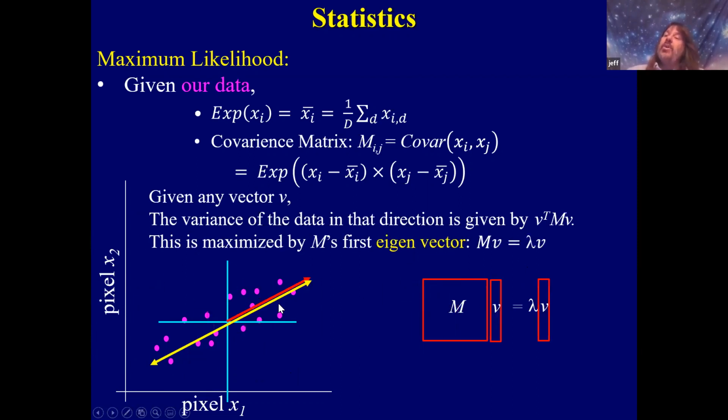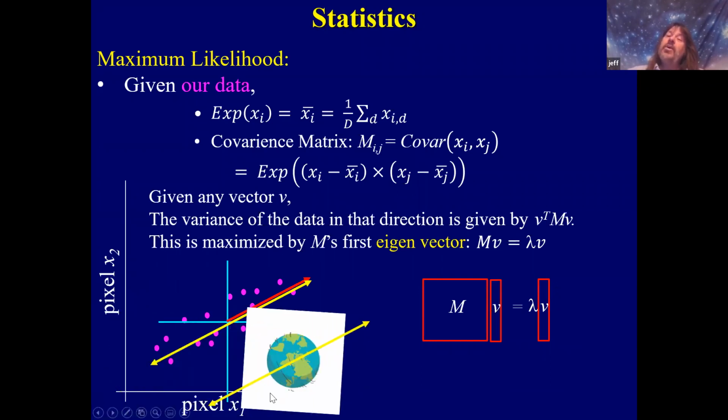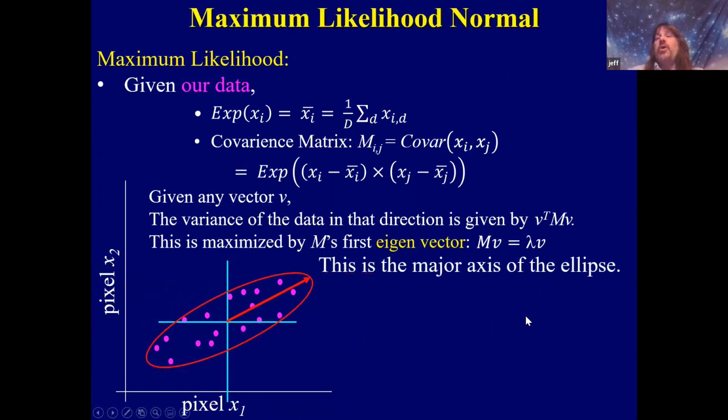And for those of you who know about eigenvectors, an eigenvector has to do with what's stationary in a transformation. So you take this matrix and multiply it by some vector v, and what you get is the same vector back, but scaled by some constant. This is called an eigenvector, and this is the eigenvalue. And so you take the first eigenvector, which is the one with the biggest eigenvalue, and that's going to be our major axis.